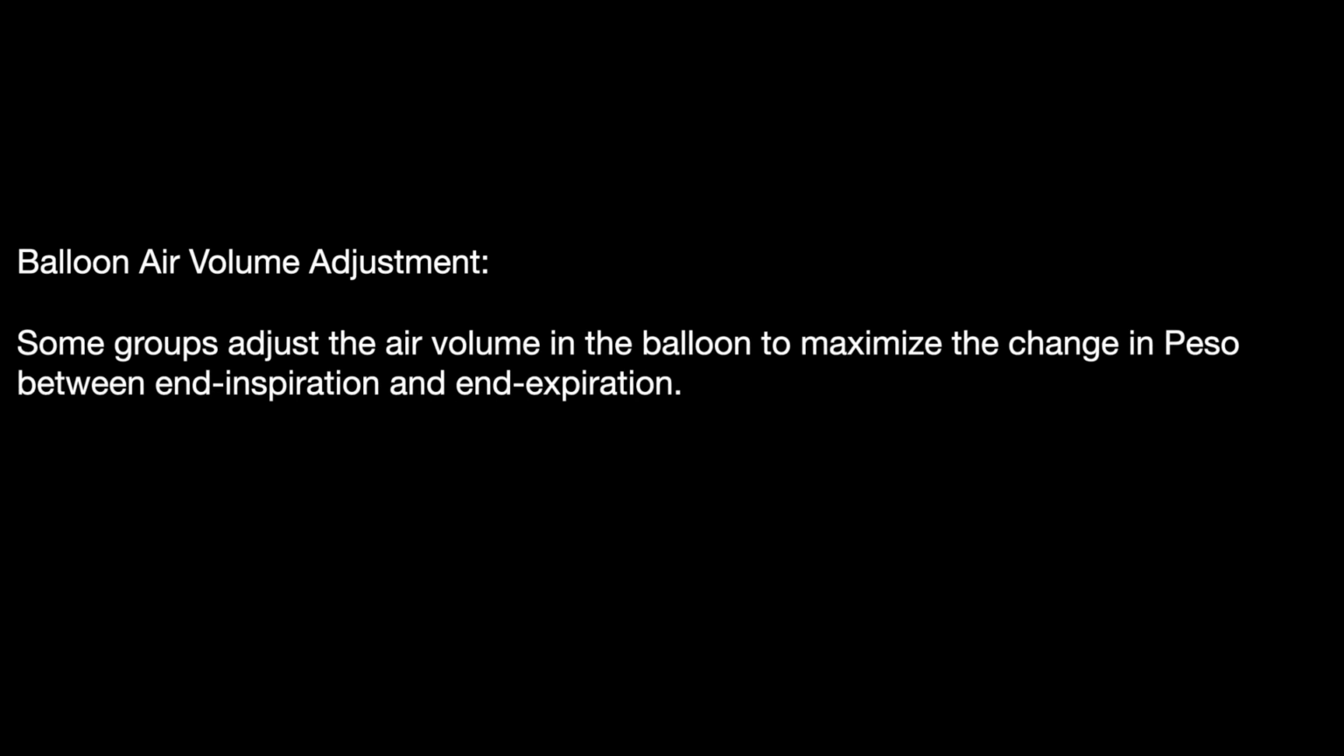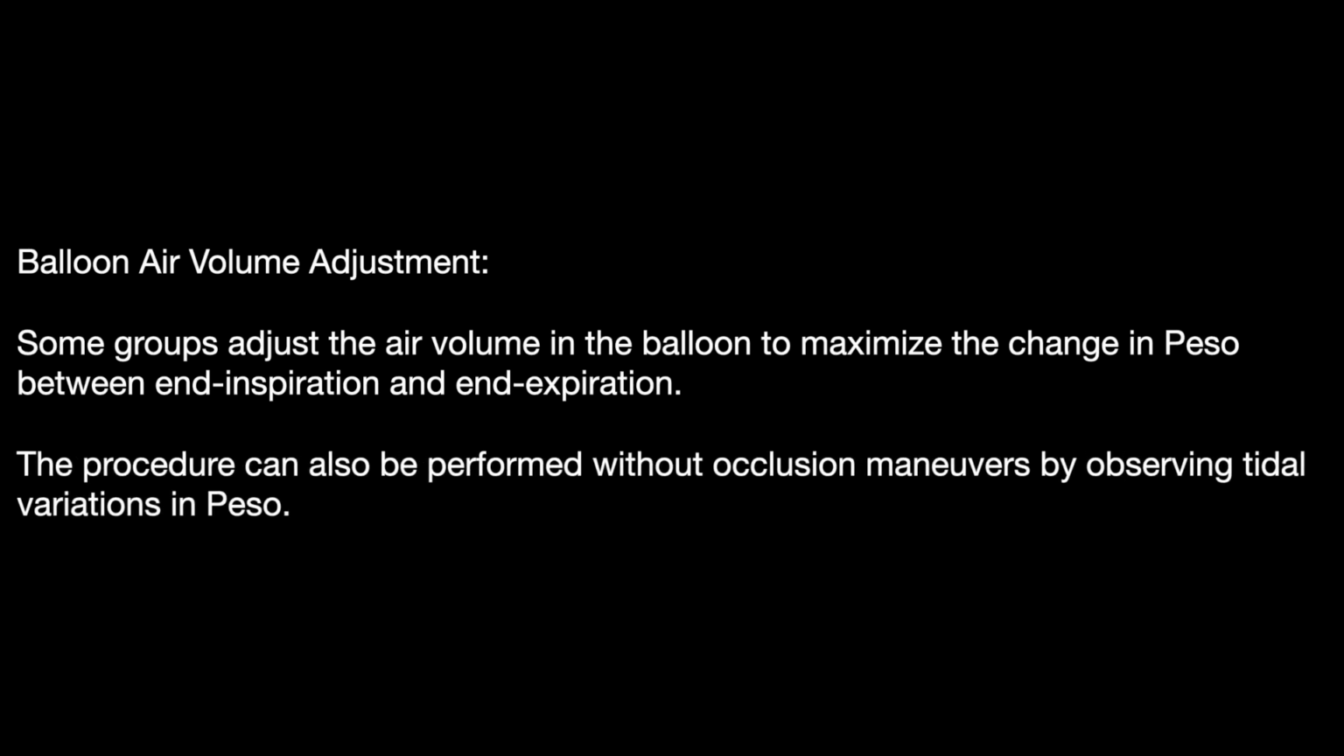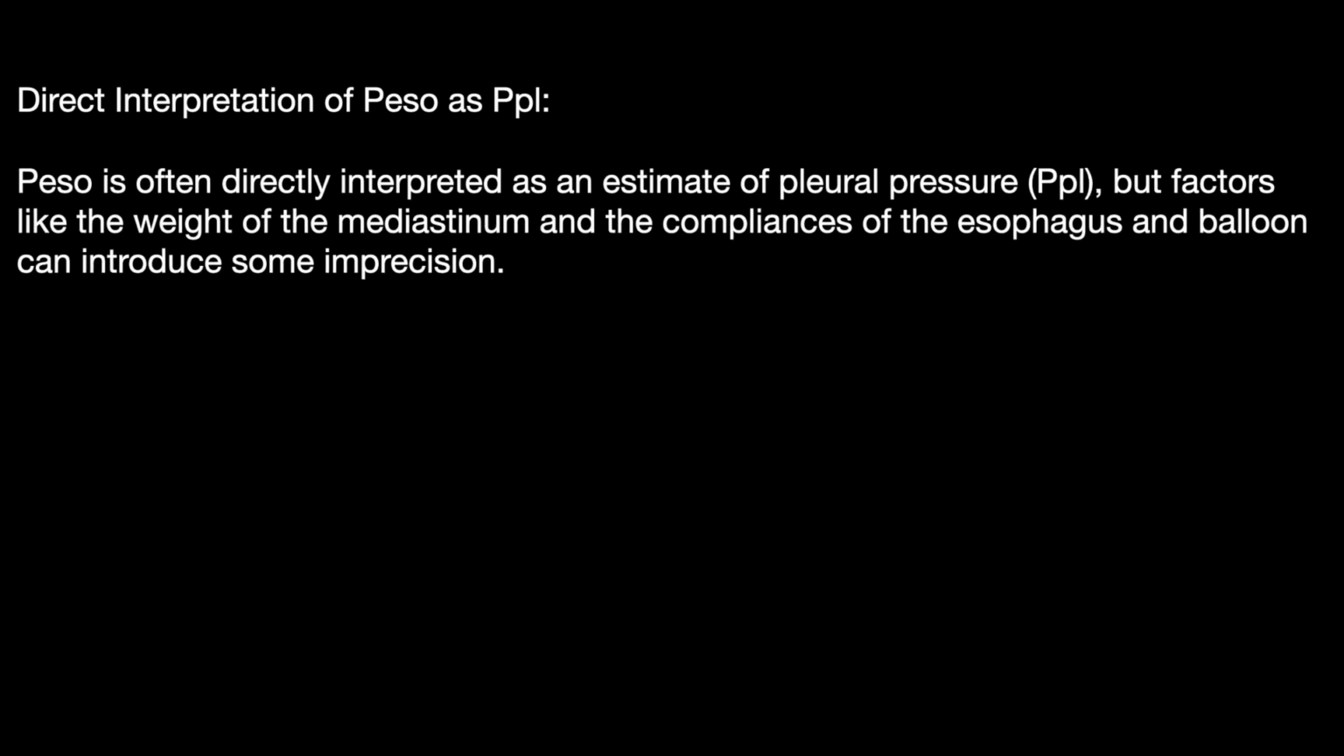The next is balloon air volume adjustment. Some groups adjust the air volume in the balloon to maximize the change in esophageal pressure between end inspiration and end expiration. The procedure can also be performed without occlusion maneuvers by observing the tidal variations in the esophageal pressure. So, the direct interpretation of esophageal pressure as pleural pressure: the esophageal pressure is often directly interpreted as the estimate of pleural pressure. But factors like the weight of the mediastinum and the compliances of the esophagus and the balloon can obviously introduce some imperfections.